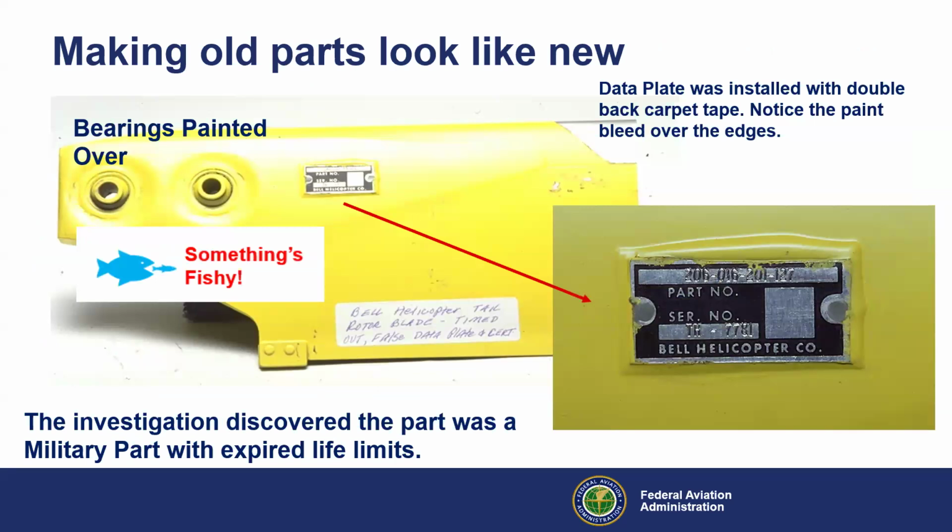Making old parts look new. Now, the investigation here determined that this part was a military part with expired life limits. The bearings are painted over. That's something fishy. And the data plate was installed with double-backed carpet tape. Notice the paint bleed over on the edges. When we blow that picture up, you can see how the paint just looks like something doesn't look right.